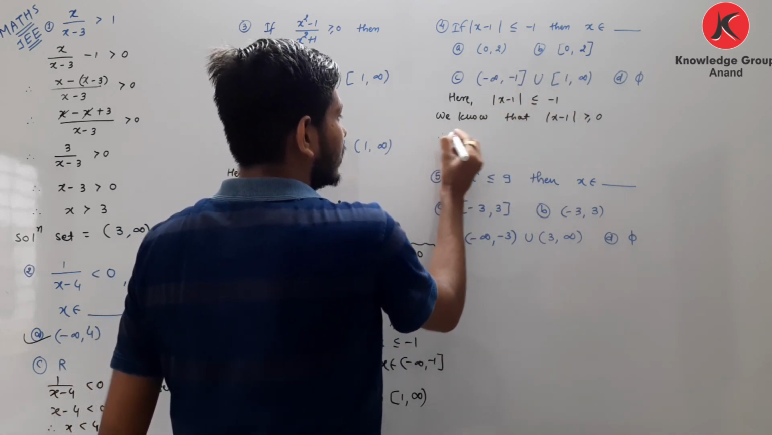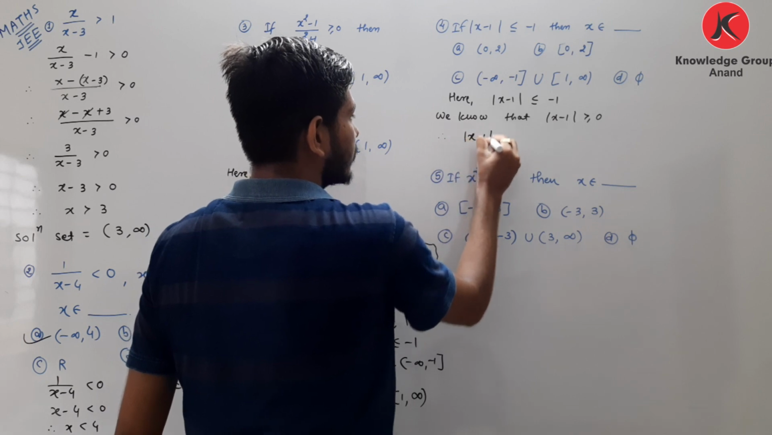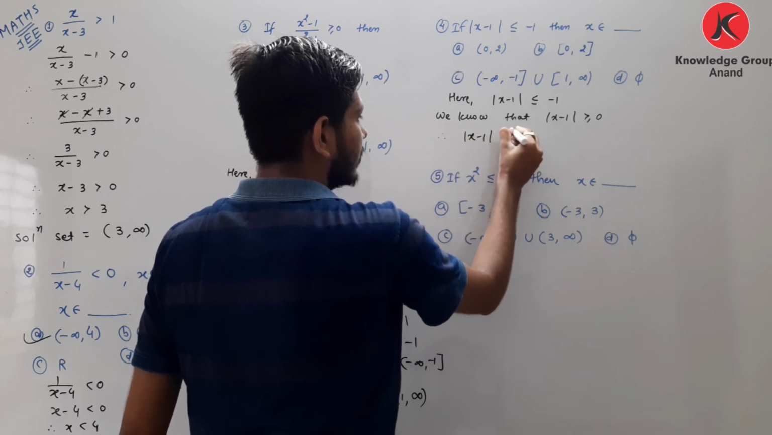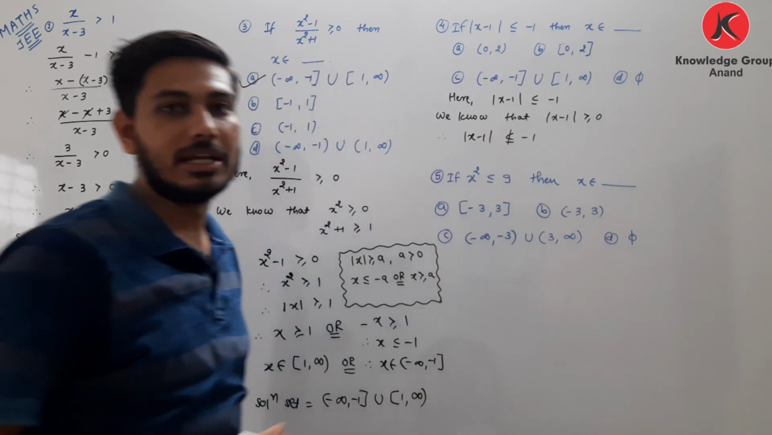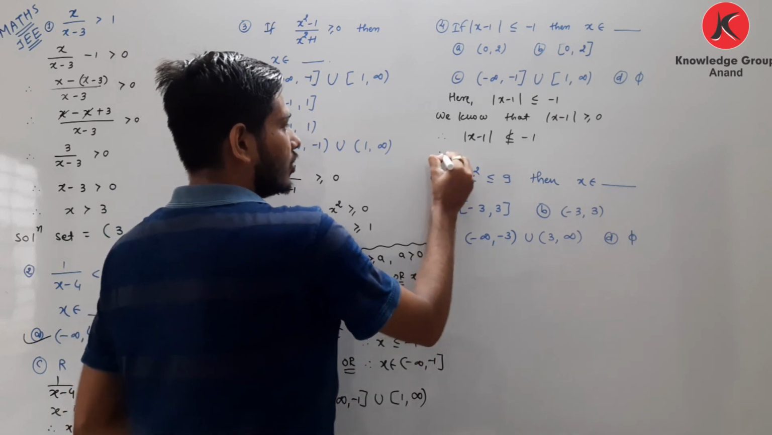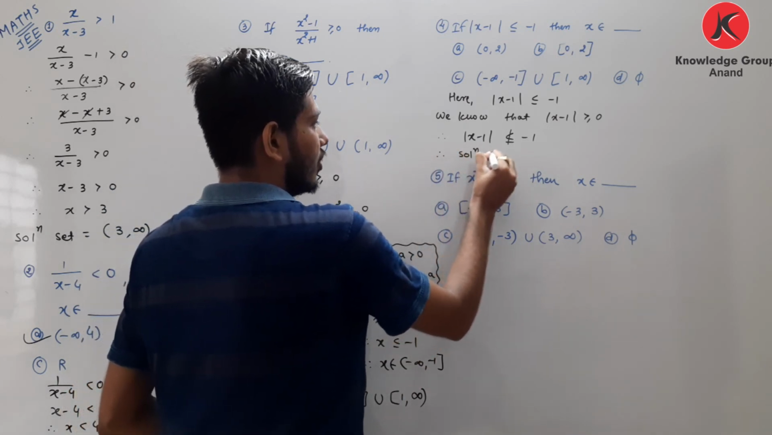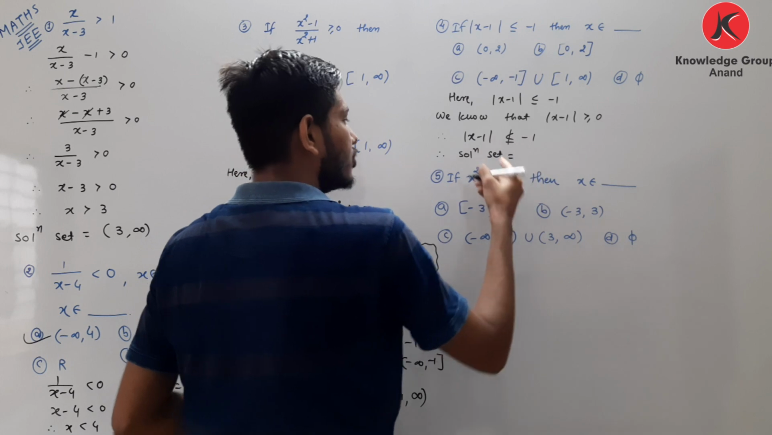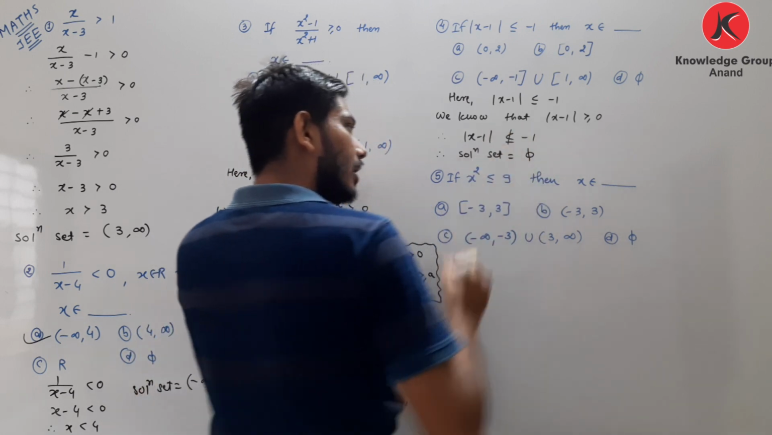Therefore, modulus of x minus 1 can't be less than equals to 1. Cannot be less than equals to minus 1. Therefore, solution set or set of possible values of x is null set.